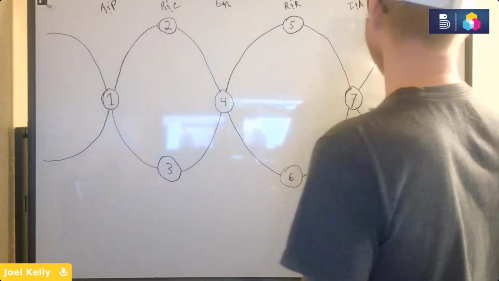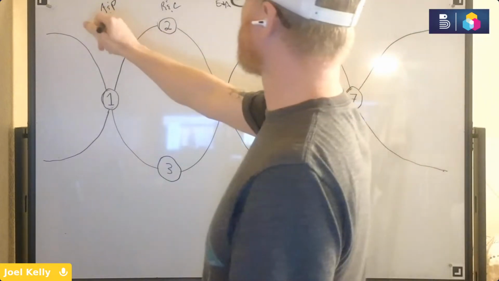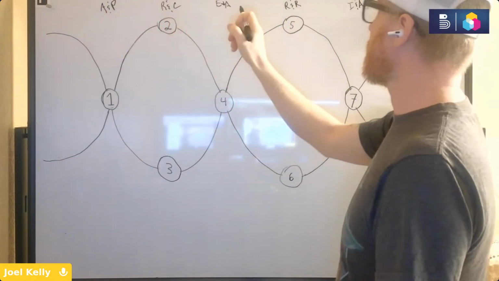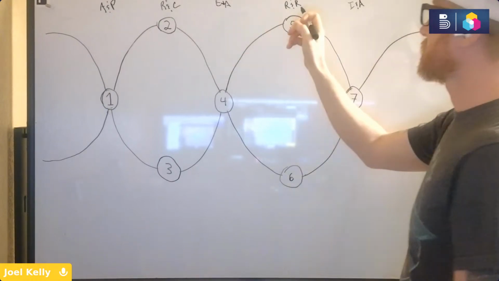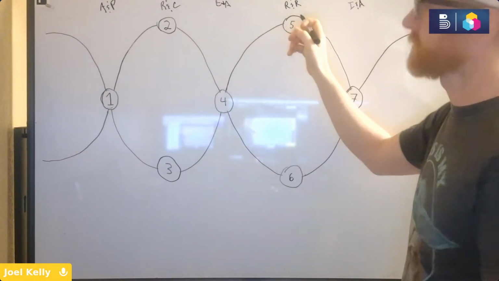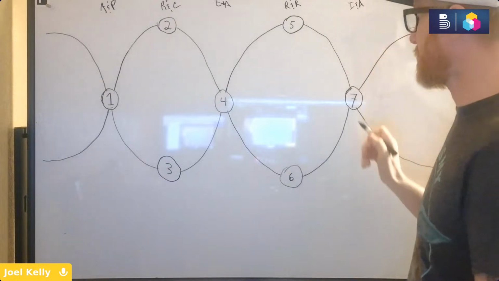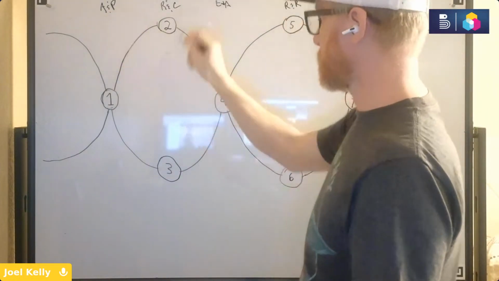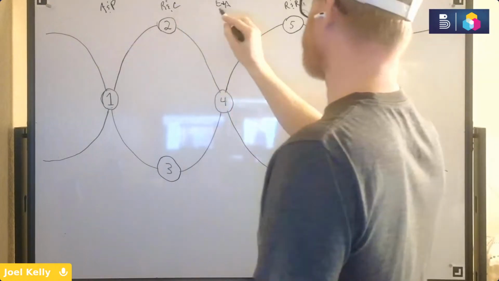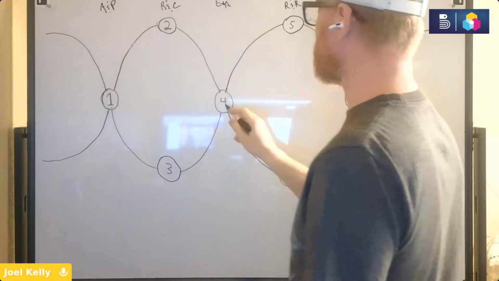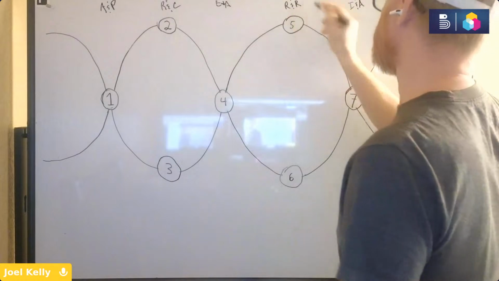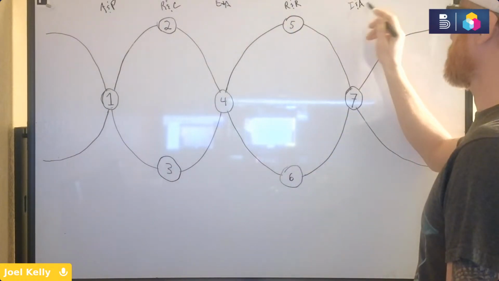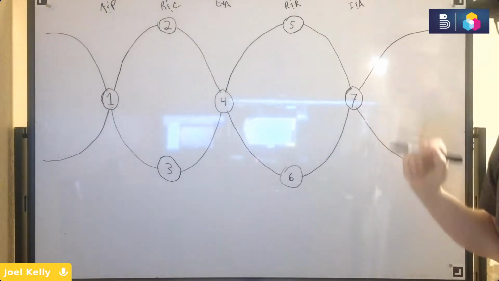So, given that, let's look at this. We have awareness and perception, we have reason and consideration, we have emotional and acquisition, and we have resonance and retention. And we also have ideology and advocacy. So 1, awareness and perception, 2 and 3, reason and consideration, emotional acquisition is 4, resonance and retention is 5 and 6, and ideology and advocacy is number 7.